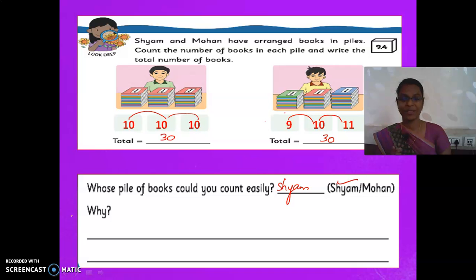So you have to observe and answer me. Here he has grouped into 3 and in each group we have 10 books. And he too has 3 groups, but he has a different number of books in each group, but the total is the same. So which is easier? When I have similar objects in all the groups.